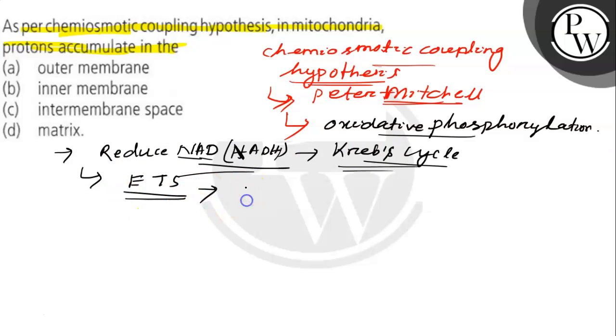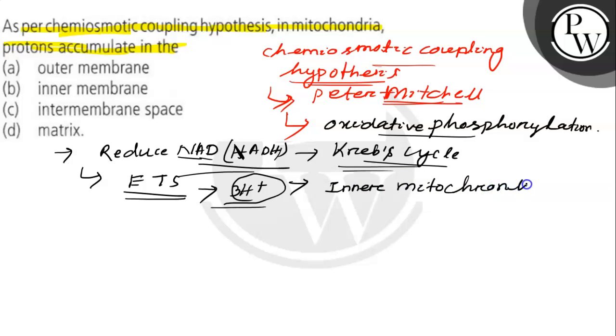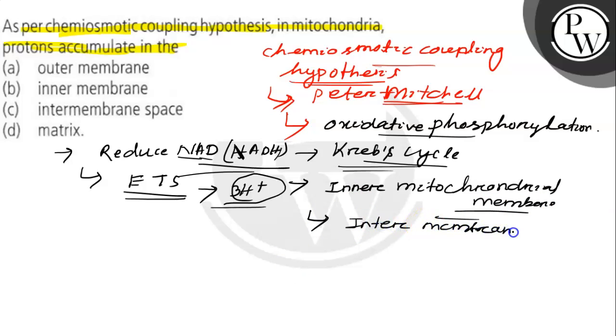Then three pairs of H plus ions are transported across the inner mitochondrial membrane to the intermembrane space.